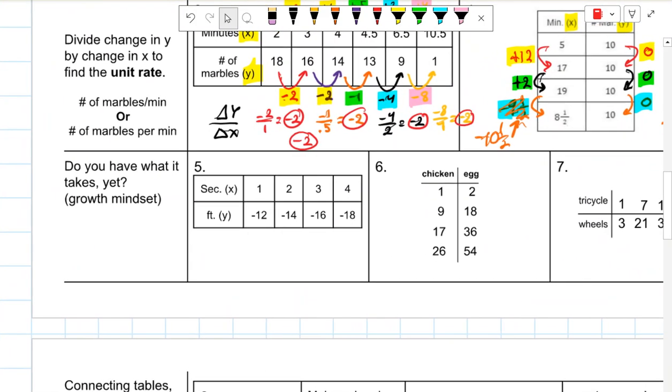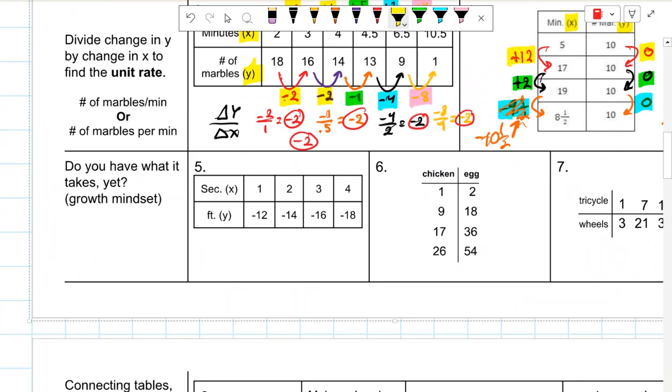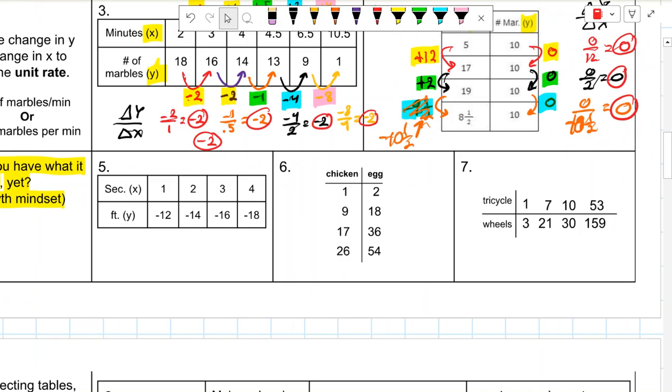And now we have this part right here. It says, do you have what it takes yet? And when we say yet, that's the growth mindset. And I'll give you a little warning here. One of these three tables, one of them, does not have a constant rate of change. So pause the video and try them out now. Pause now.